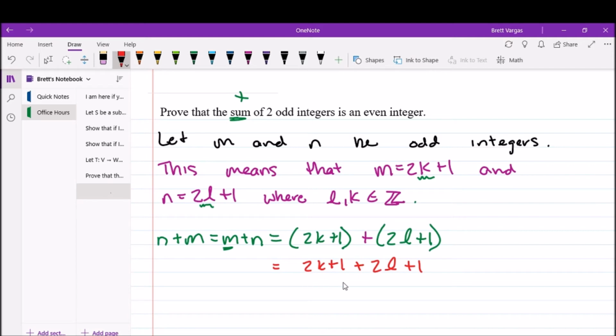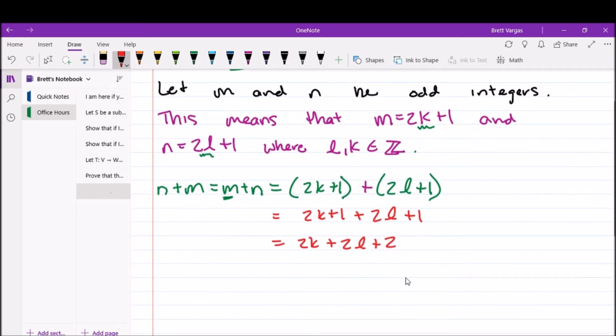Now I'm going to start grouping things together. I'm going to add my ones together. So I have 2k plus 2l plus, whoops, 1 plus 1 is not 1, it is 2. Okay, so now we're here. We have this line, and now they all have a 2 out front. There's a 2 there, a 2 there, and a 2 there. So what I can do is factor out a 2. So I'm going to do that.